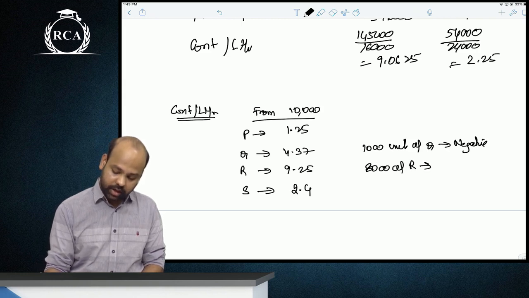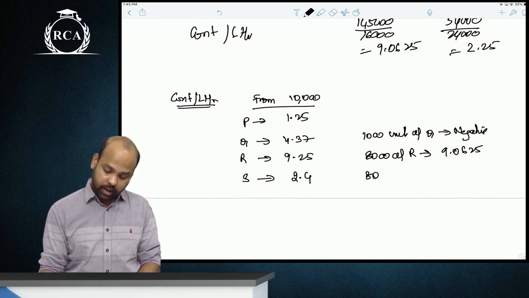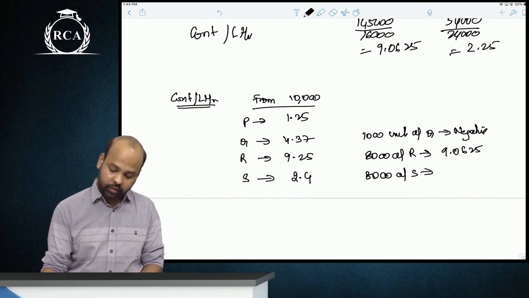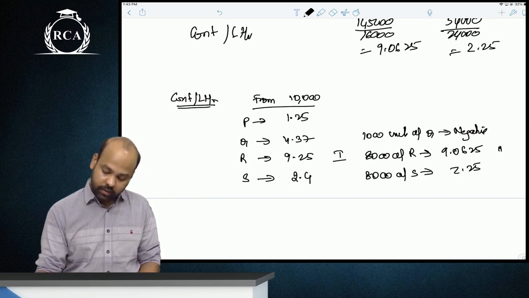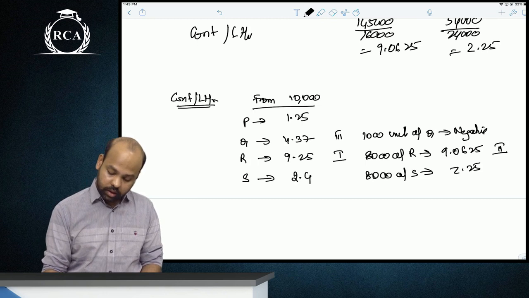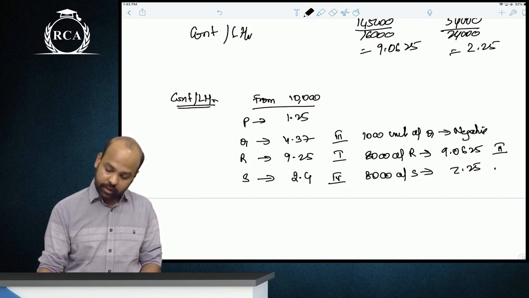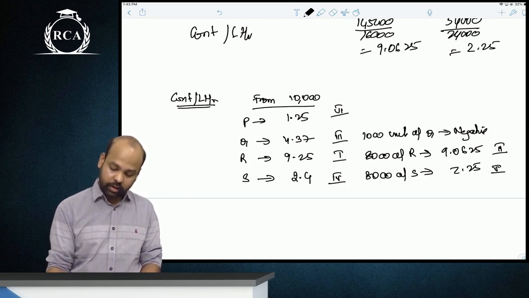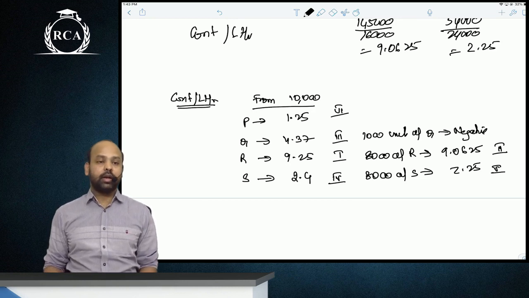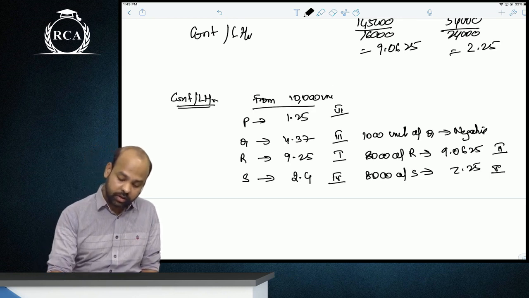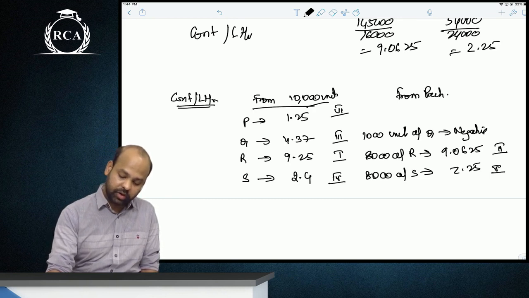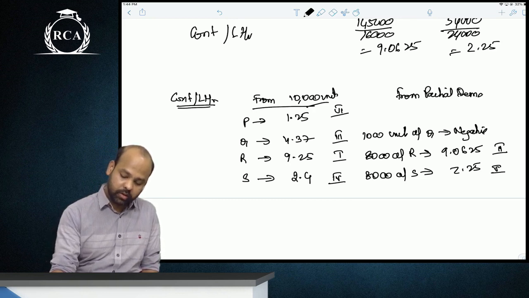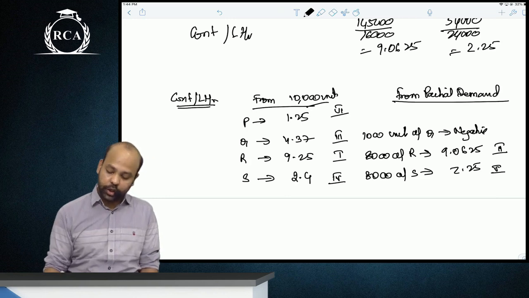8,000 of R is still giving us 9.0625. 8,000 of S is giving us 2.25. Combined ranking: first ranking, second ranking, third ranking, fourth ranking, fifth ranking, sixth ranking. This is the combined ranking, guys. This is from 10,000 units and this is from partial demand. This is the order in which you're going to go.